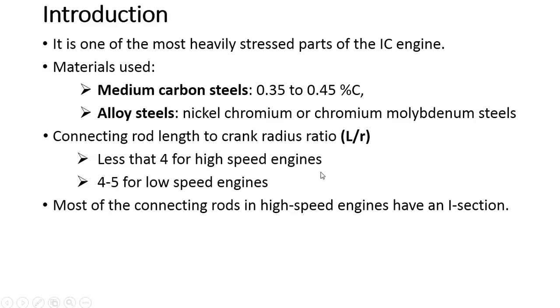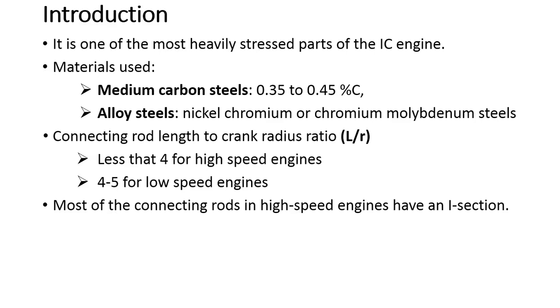Now next is the connecting rod length to crank radius ratio. That is a very important factor, because a great side thrust of the piston can occur if it is not selected accurately. Basically it is less than 4 for high speed engines and 4 to 5 for low speed engines. The high speed engine range is greater than 1400 rpm. Examples like fishing vessels and small crafts are high speed engines. In that case L by R should be less than 4.